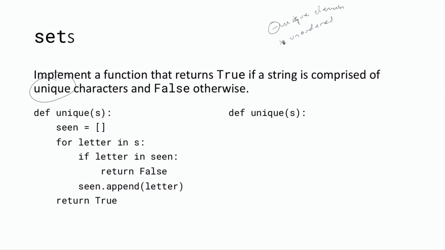But if the for loop makes it all the way through, if we look at every single character and none of them are duplicates, then we return true. We say this is a unique string. And so that's the strategy on the left, but the strategy that we're going to use on the right is very, very different.